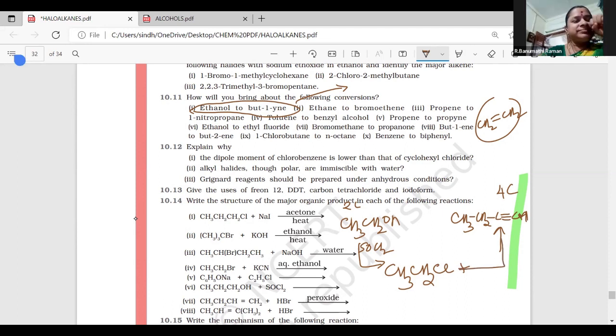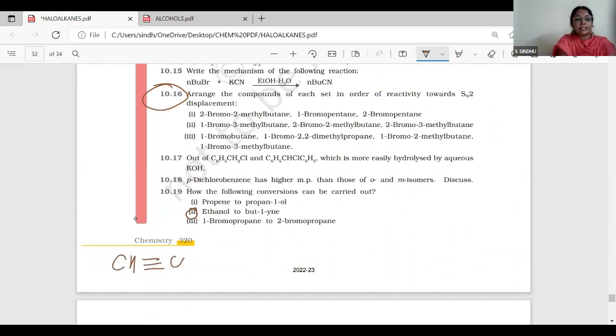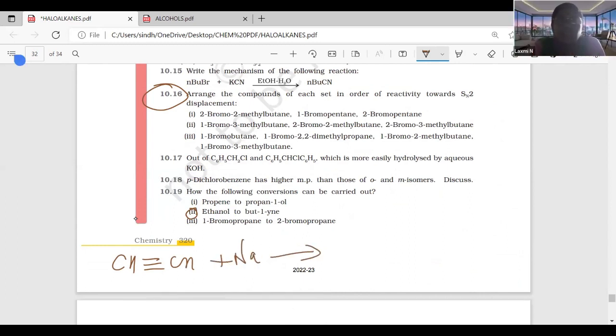When a haloalkane reacts with sodium alkenide, we would have compared the acidic character of ethane, ethene, and ethyne. So there we would have told that ethyne is the most acidic substance because of sp carbon. The hydrogen is attached to an sp carbon. It's sp, most acidic.